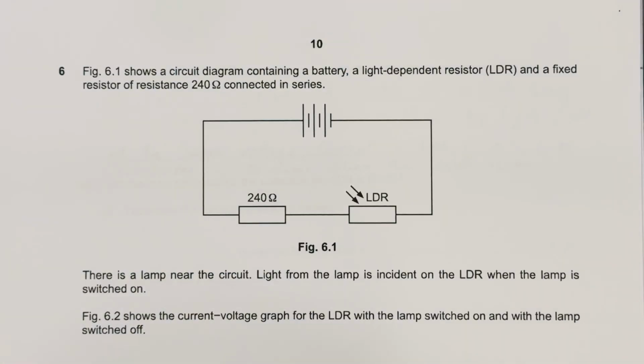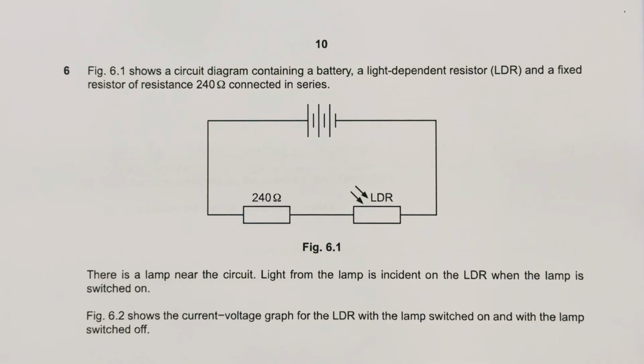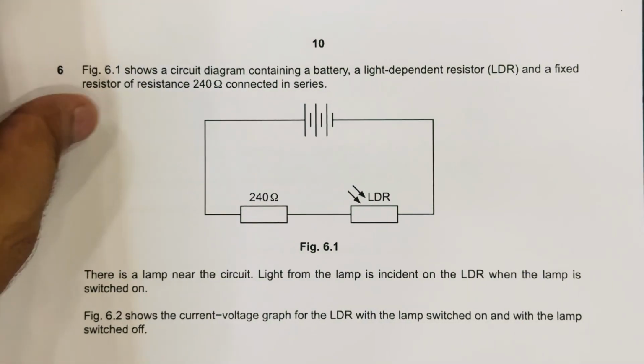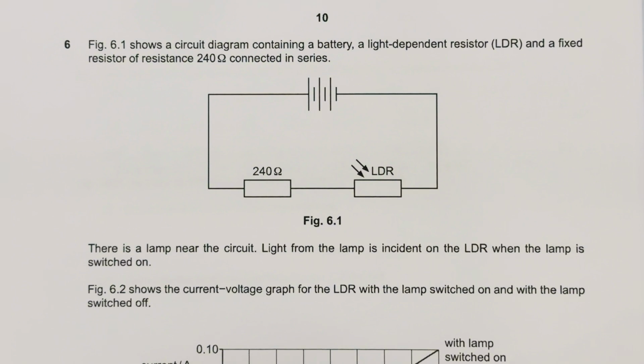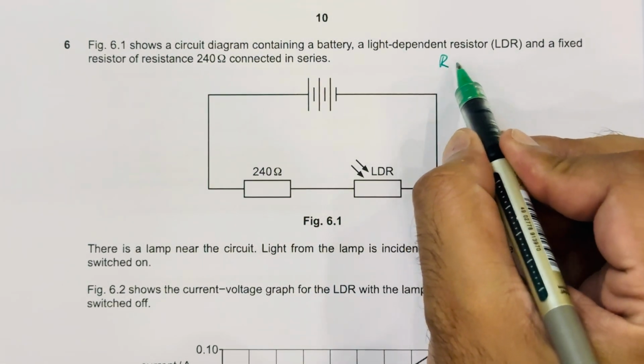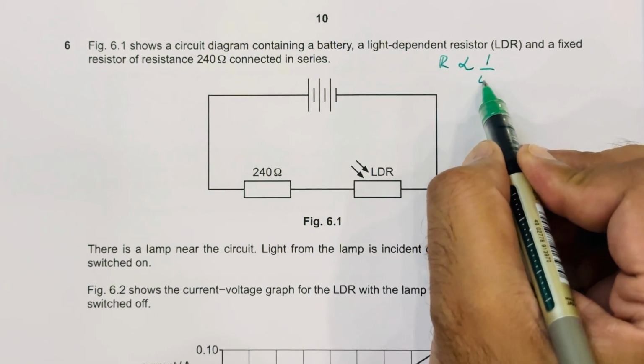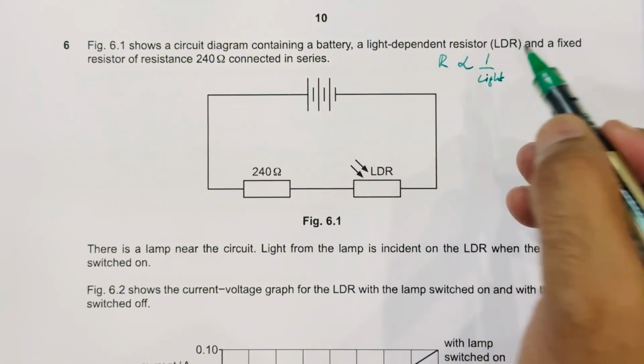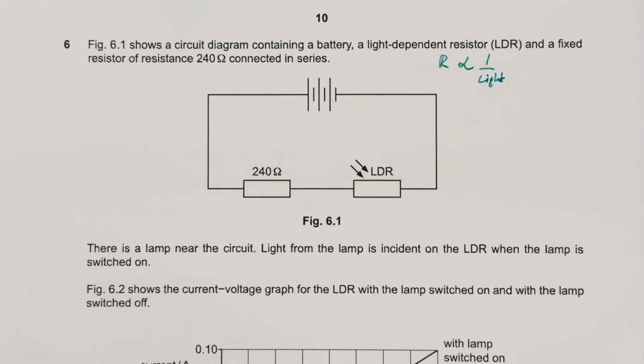Moving to question number 6. Question number 6 is from practical electricity and DC circuits, or you can say it's from practical electricity completely. Figure 6.1 shows a circuit diagram containing a battery, an LDR and a fixed resistor. Whenever it is an LDR, it means its resistance is inversely proportional to the amount of light. When light falls on this LDR, its resistance decreases.